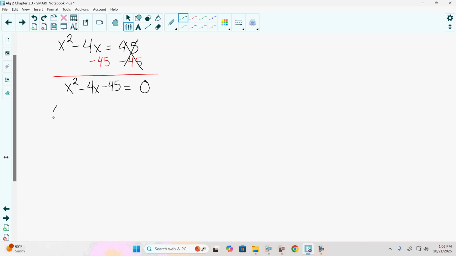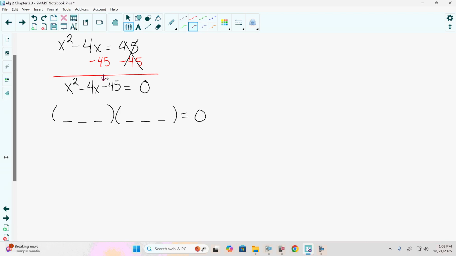Now, after we get the equation equal to 0, we would see if there's a greatest common factor between the three terms. Fortunately, there is no greatest common factor between x squared, 4x, and 45. So we'll move on to our next step, which is our two sets of parentheses with 3 spaces.